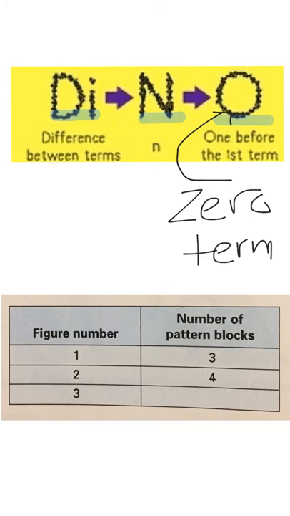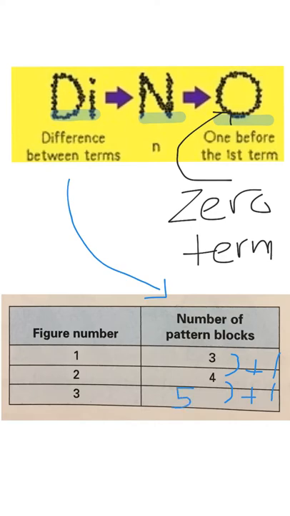Okay, so let's try the dino out. So here I have figure number 1, 2, and 3, and the number of blocks that were needed for each of the figures. So in figure 1, there were 3 blocks needed. In figure 2, there were 4 blocks needed. So I need to figure out how many blocks I will need for figure 3. So the first thing I do is I find the difference between the terms. So from 3 to 4, the difference is plus 1. So that means when I go from here to here, I need to do plus 1. So that means my answer is going to be 5.